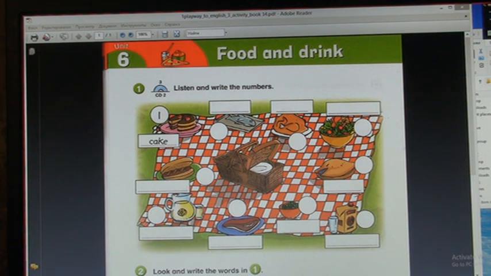One. Cake. Good. Kitty, please translate. Торт. Two. Lemonade. Translate. Thank you. Three. Mixed salad. Translate. Смешанный салат. Four. Pie.